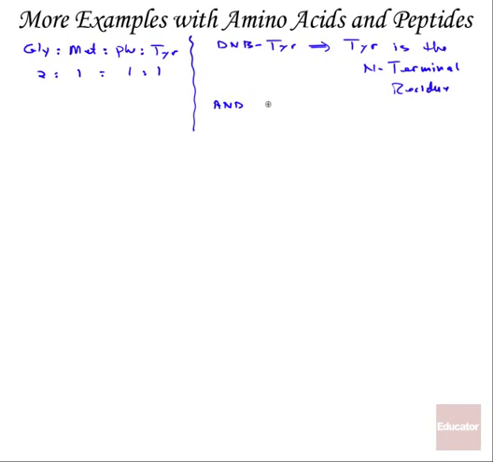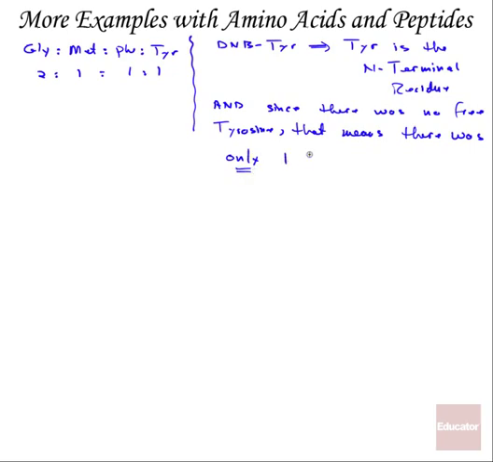Okay, and since there was no free tyrosine, that means there was only one tyrosine residue, and it happened to be the one on the end. So remember, we label it. The FDNB can only react with what's on the end.